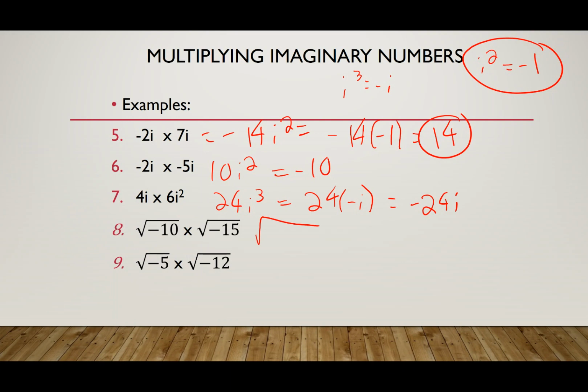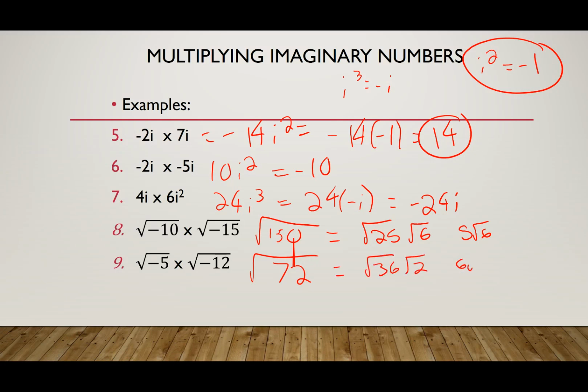Here, let's just keep it simple. Negative 10 times negative 15 is a positive 150. And no i to worry about here. We just simplify this. It's the same as 25 times 6, which is 5 squared times 6. And here, 5 times 12 is positive 72, so it's the same as 36 times 2, which is 6 squared times 2. So these last two are more or less the same as what we did before fall break.